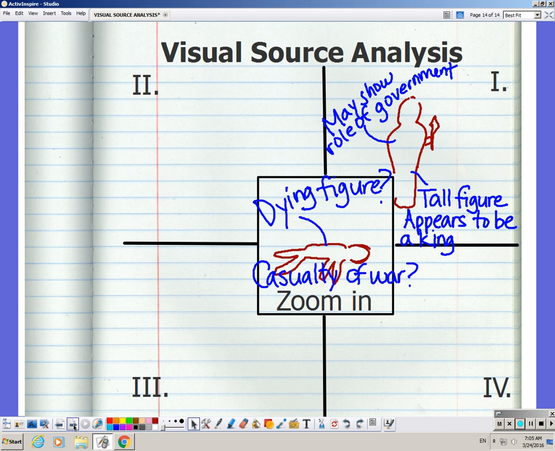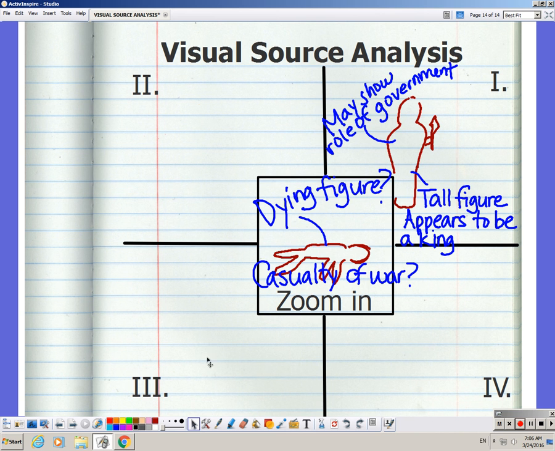For example, here's my beautiful artwork. So I've zoomed in on this dying figure. I could add the horse and the carriage that this person was lying under. And I've jotted down, I think this is a dying figure, possibly a casualty of war. And I could continue adding my inferences. Then I analyzed the first quadrant, and I'm going to continue sketching some of those pairs of people coming before the king. I've jotted down that this is a tall figure who appears to be a king or nobility, and this may show us something about the role of government in Mesopotamia.